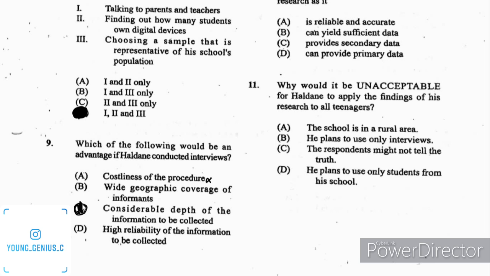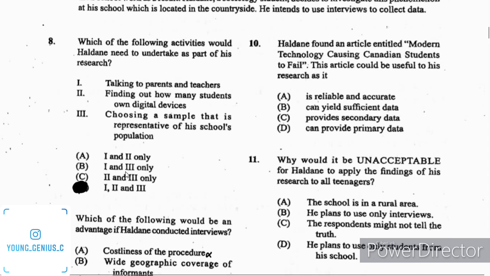Yes, C. Considerable depth of the information to be collected because quantitative research deals with numbers and statistics, while qualitative research deals with words and meaning. Quantitative would cover questionnaires and such, and qualitative would be your interviews, I guess, focus groups, stuff like that. So quantitative methods allow you to test a hypothesis, according to Google, by systematically collecting and analyzing data, while qualitative methods allow you to explore ideas and experiences in depth. So for that reason, I'd go with C.